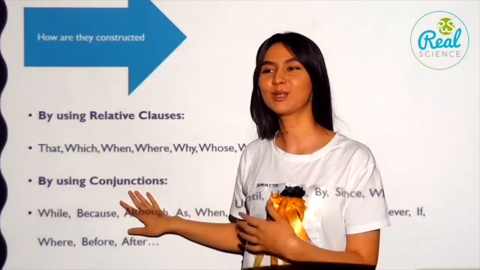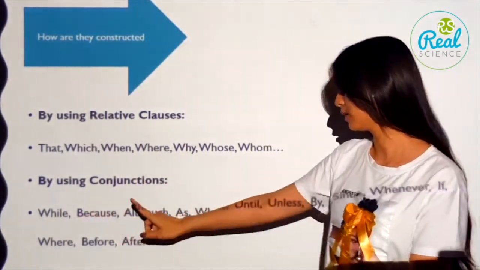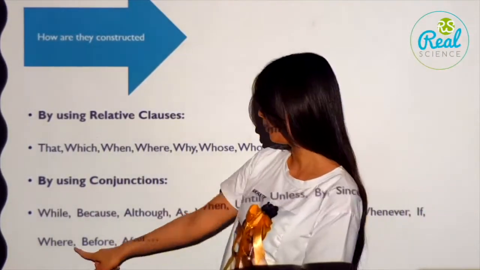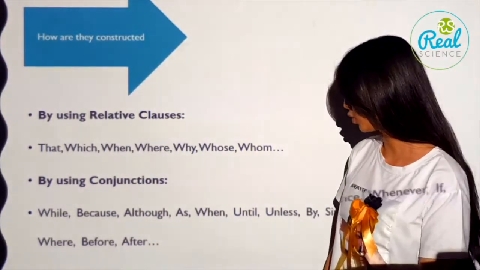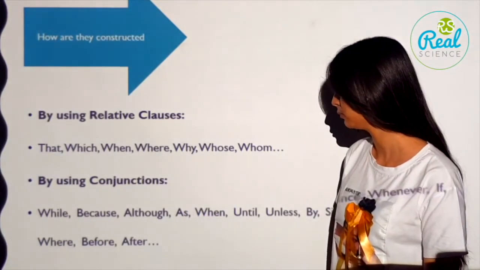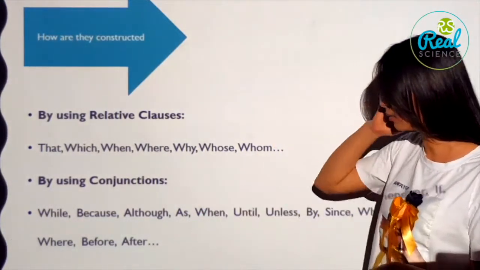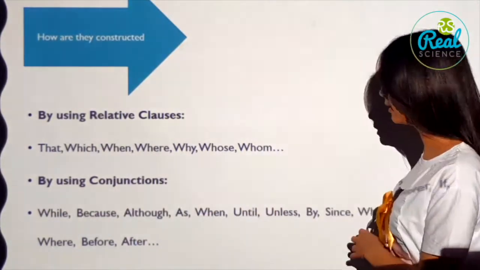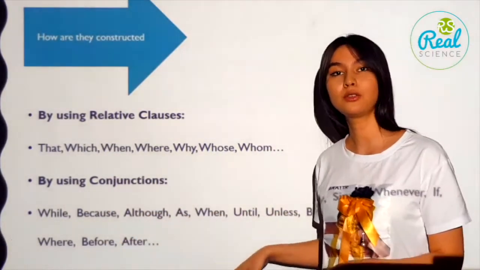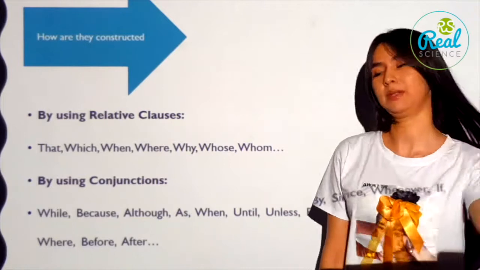The next one is by using conjunctions. As Jasmine told, we will use conjunctions. What kind of conjunctions are they? While, because, also, as, when, until, unless, by, since, whenever, if, where, before, after, even though. Yes, we have even though, and we have many. That's why I put three dots, because we have many conjunctions. These are the main ones, okay? So just remember them. With conjunctions you can also construct your complex sentences. Understood? Yes. Okay, now we will see examples with them.